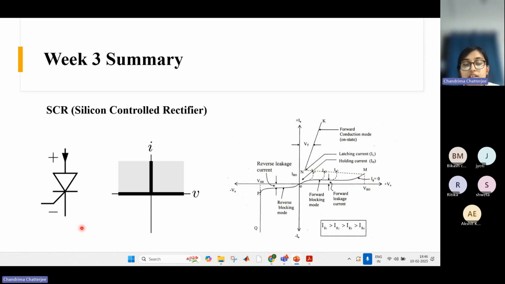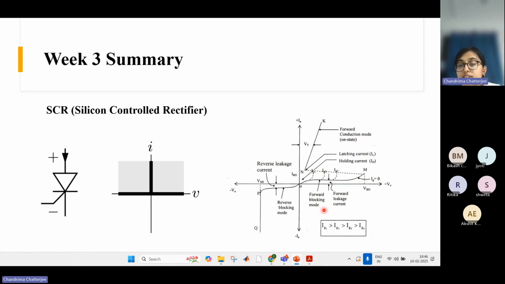So for SCR, the turn on is controlled. You can dictate when you want it to turn on, but the turn off is uncontrolled. That's why it is also called a semi-controlled device, because the turn on phenomenon is controlled, but the turn off phenomenon is uncontrolled. You can't dictate when it will get turned off.